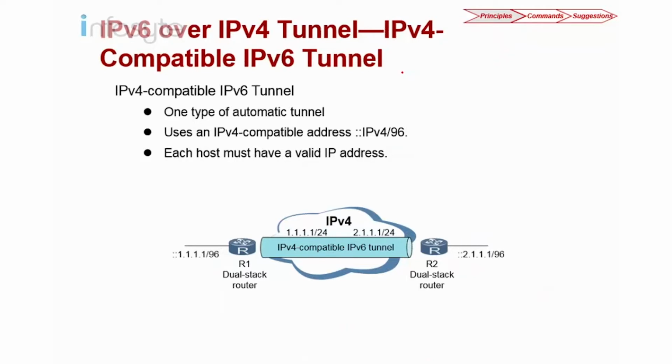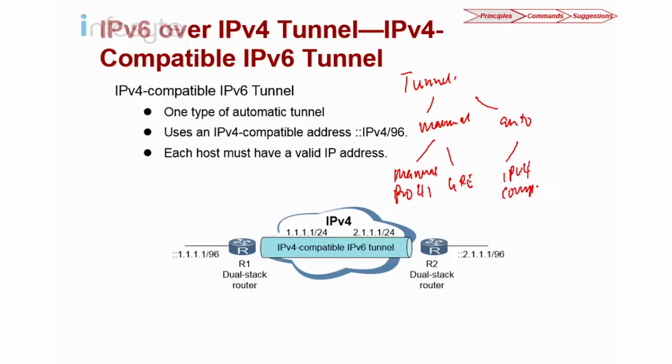As I mentioned, for us to create a tunnel, we have manual and automatic. For manual, we have the manual tunnel using protocol 41 as well as using GRE. Now for the automatic, we have the IPv4-compatible IPv6 tunnel. What is that? Firstly, you notice that this is an automatic tunnel, and it uses IPv4-compatible addresses. You notice that the first 96 bits are all 0, followed by IPv4.